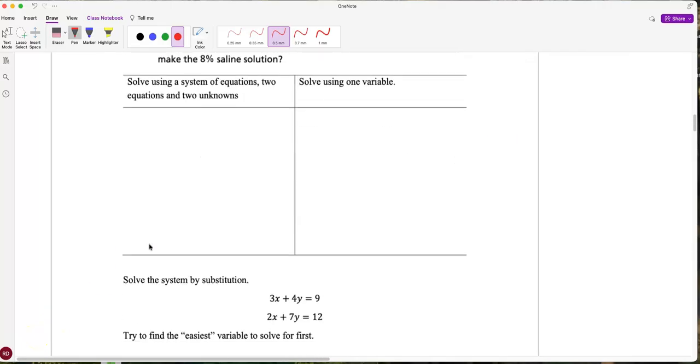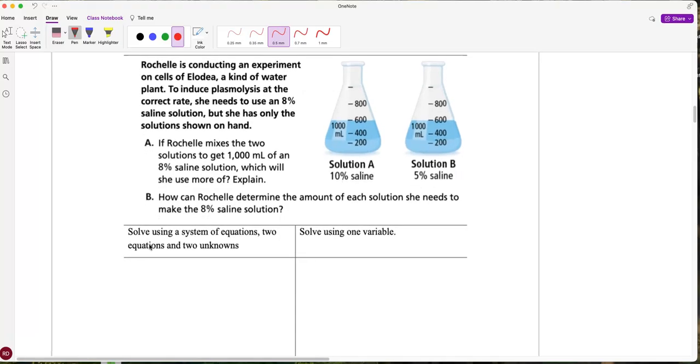Okay, this is called fun with a word problem, okay? Let's look at this. So the exercise here is we're going to have to come up with a system of equations. So Rochelle is conducting an experiment on cells of Elodea, whatever that is, a kind of water plant. To induce plasmosis at the correct rate, she needs an 8% saline solution, but she only has the solutions on hand. So she has a 10% solution and a 5% solution, but she needs an 8% solution, okay? If she mixes the two solutions to get 1,000 milliliters of an 8% solution, which will she use more of?